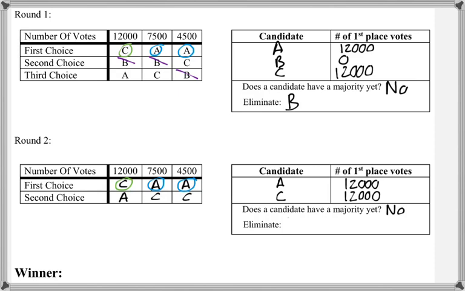Since this is the last round, we are not going to eliminate anyone, and it's going to end in a tie between Aisha and Sierra.